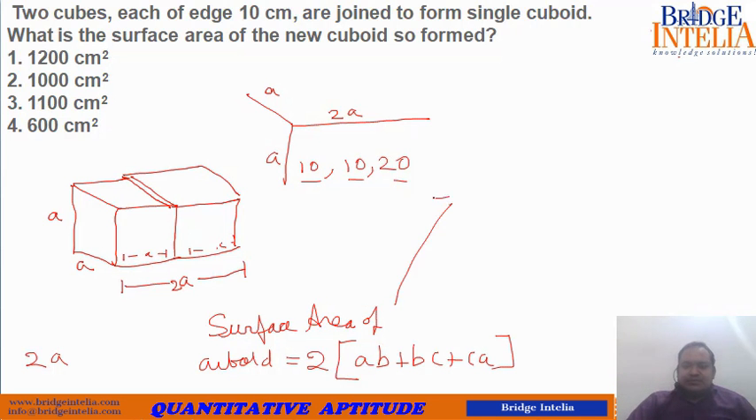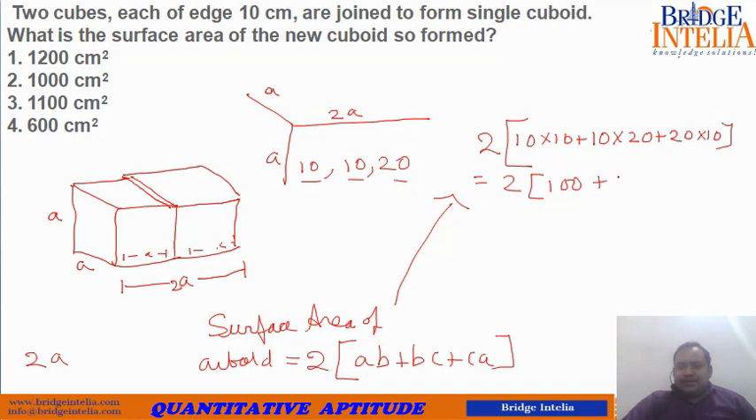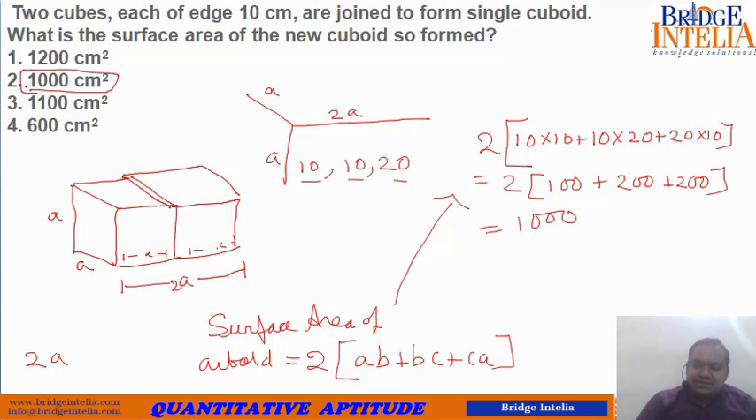So let's apply this to the formula. So 2 times of AB, so 10 into 10, plus BC. So BC is what? 10 into 20, plus CA. CA is what? 20 into 10. So twice of 100 plus 200 plus 200 is equal to twice of 500. So 1000 units. So this will be the correct answer.